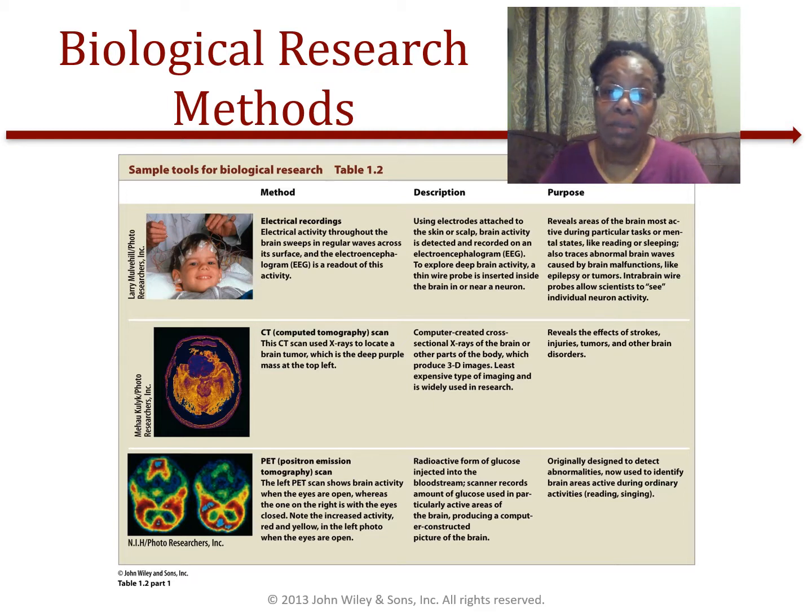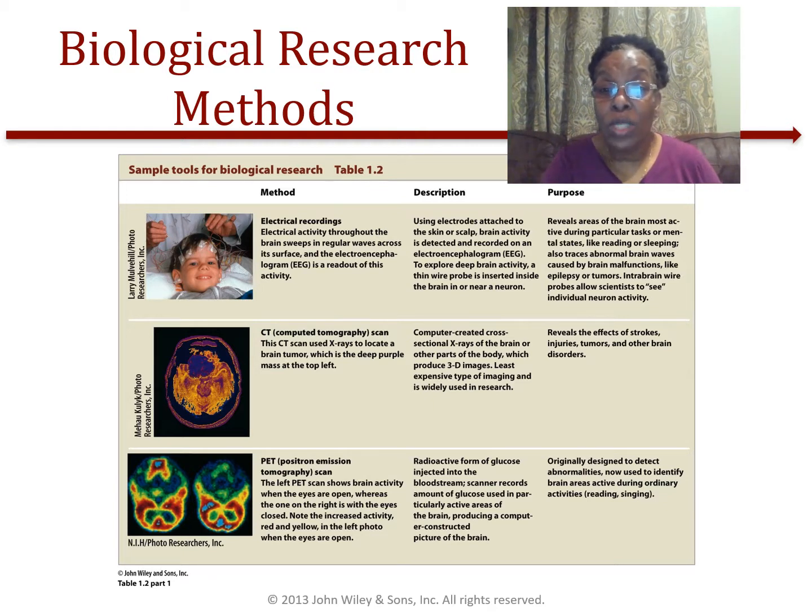Here, let's take a look at some of the different research methods within the biological construct. You have electrical recordings, EEGs, CTs, which is the computed tomography scan, and positron emission tomography scans, or PET scans. Pretty much these are the three different types that we would use when we want to study the brain. When we go back to the EEG, this uses electrodes that they'll attach to your skin or up toward the scalp to start reading brain activity.